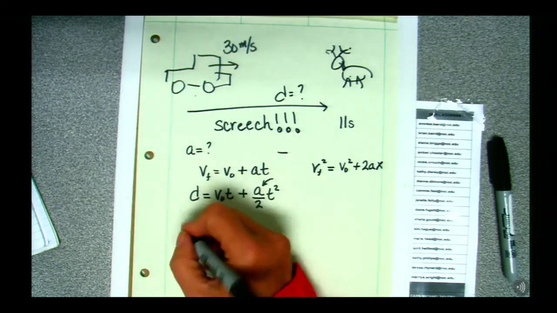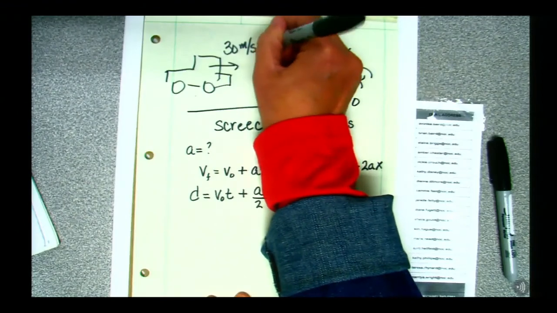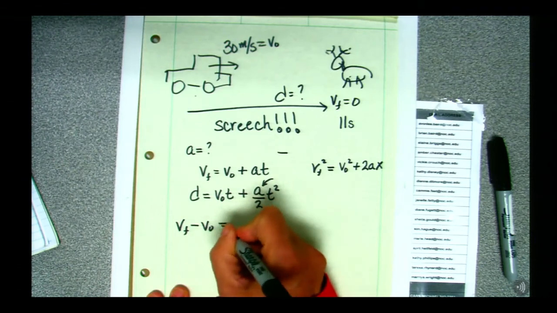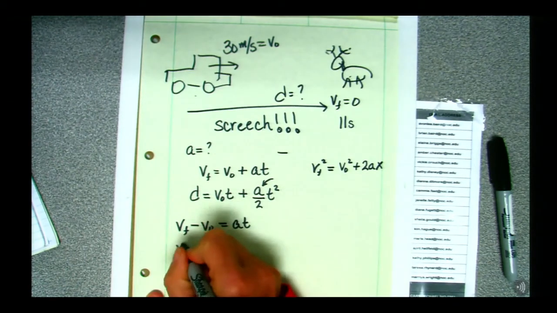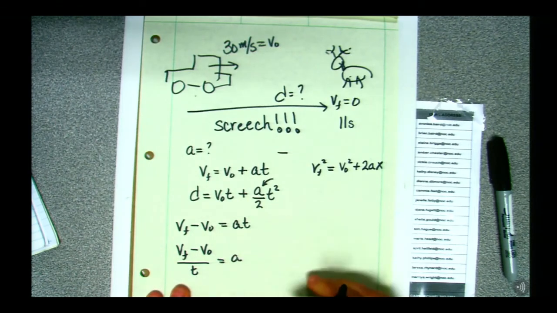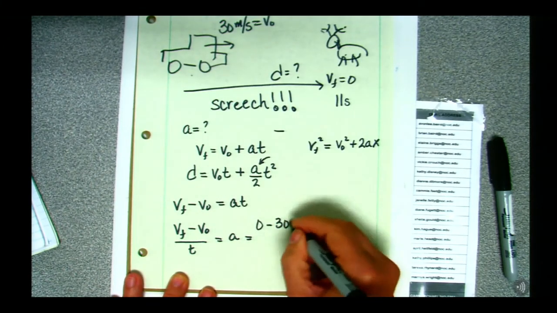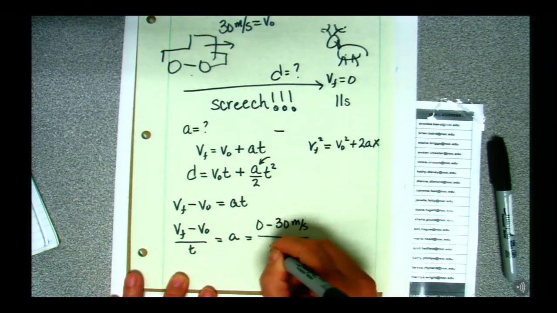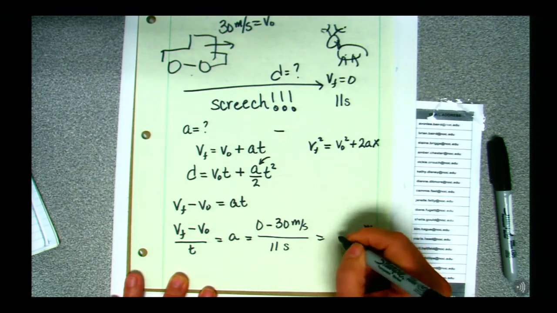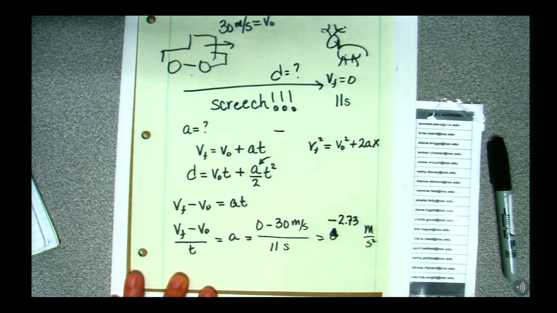So, my final velocity is equal to 0. This is equal to my initial velocity. So final velocity minus initial velocity is equal to acceleration times time. Final velocity minus initial velocity divided by time is going to equal my acceleration. If I put those numbers in, I have 0 minus 30 meters per second divided by 11 seconds. That gives me the right units, meters per second squared. And when I plugged it into the calculator, I got negative 2.73 meters per second squared.